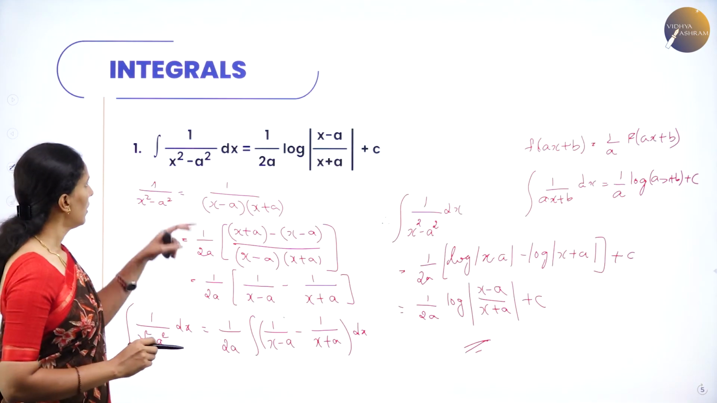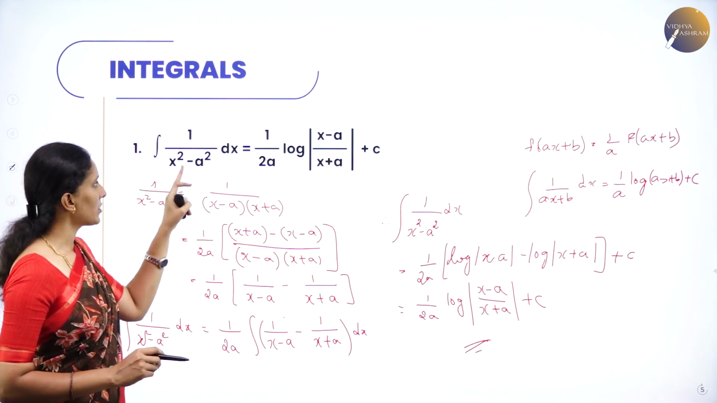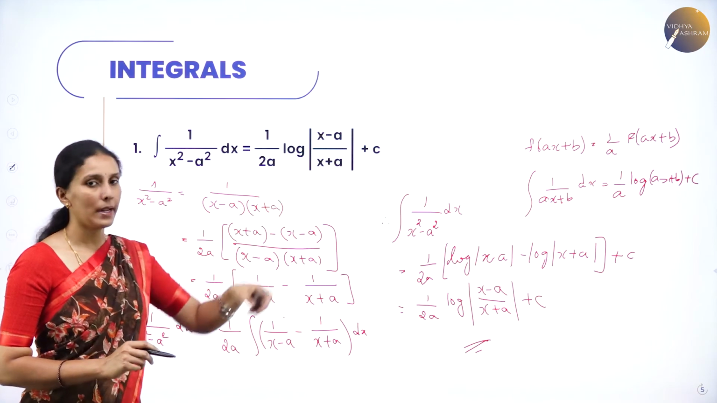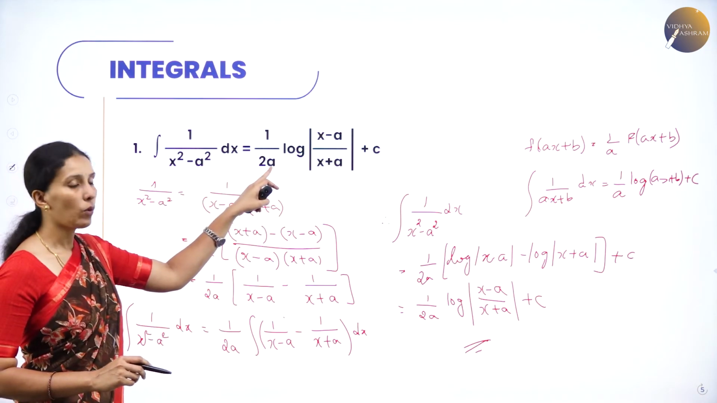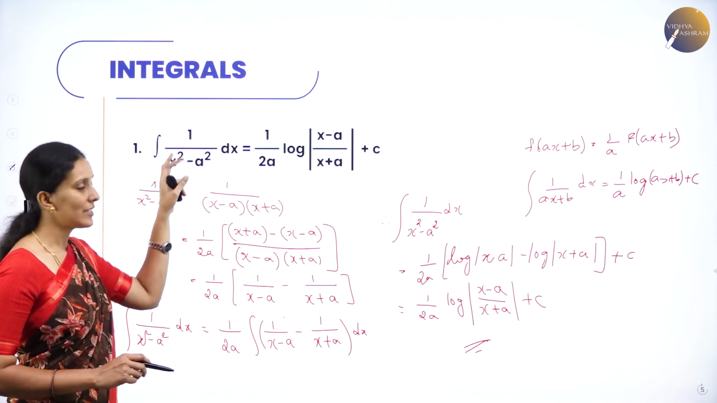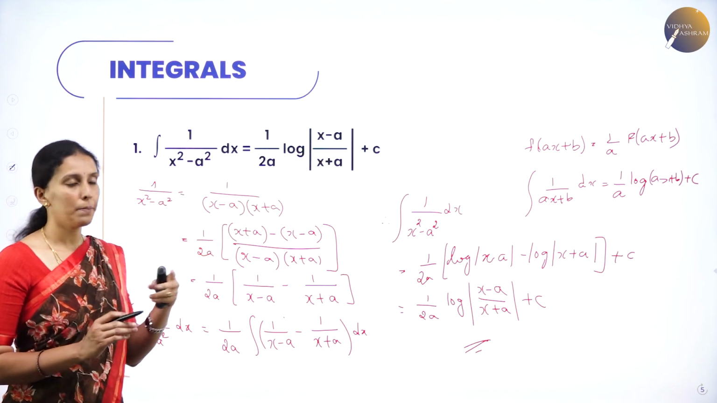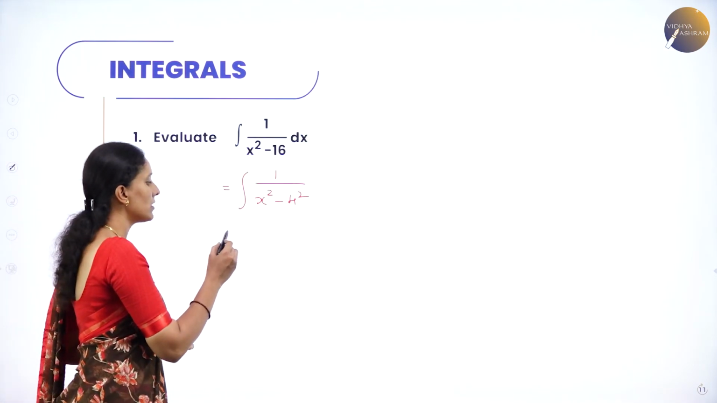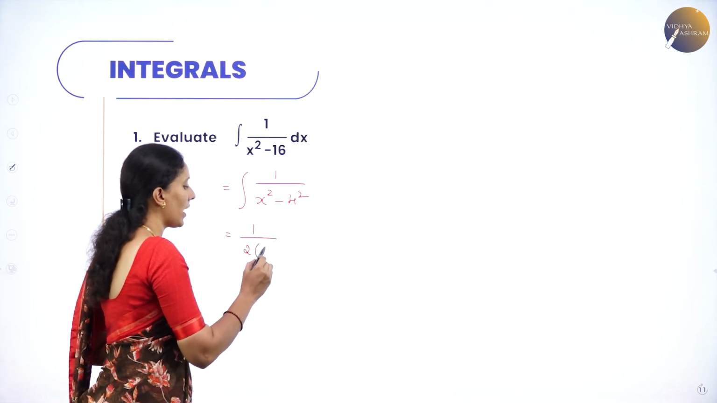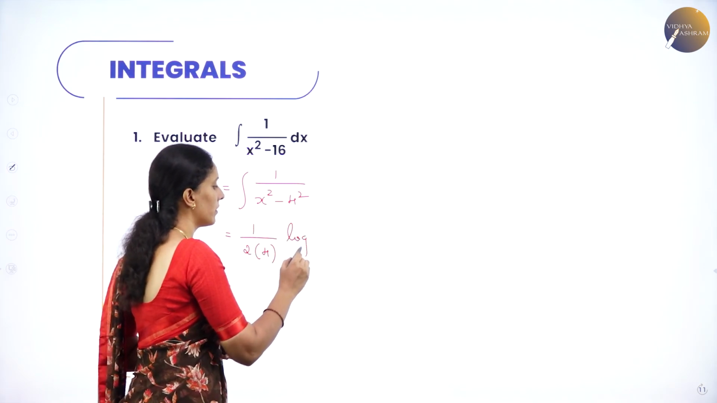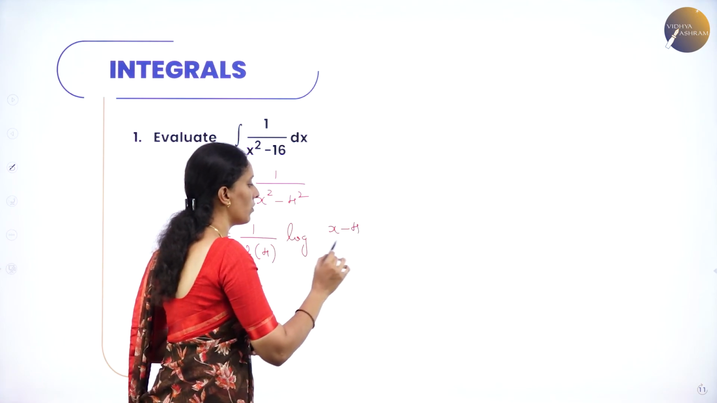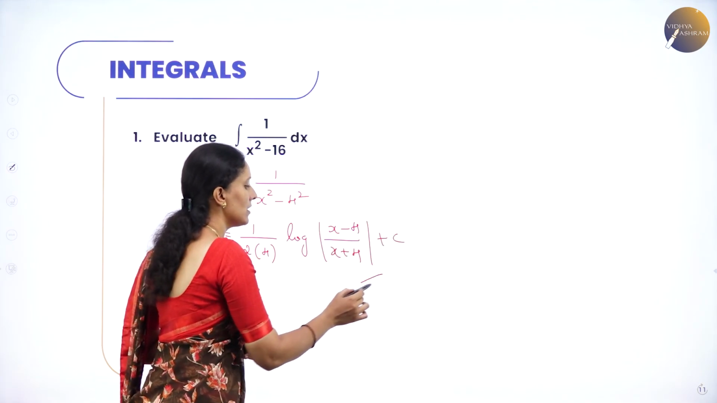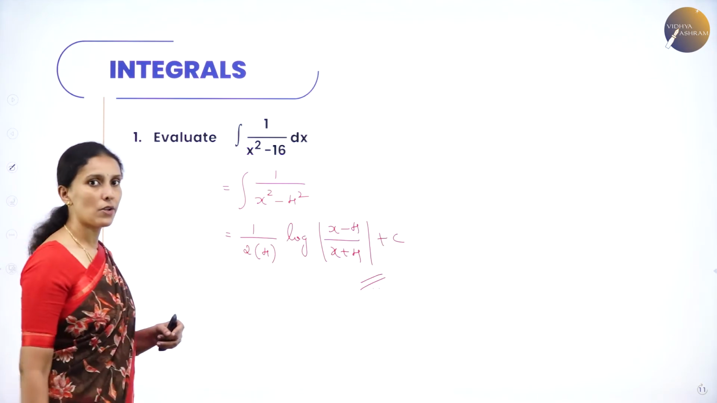So now look here, integral of 1 over x square minus a square can be written as 1 by 2a log of x minus a over x plus a, plus c. So here you have identified what is the value of a and what is the value of x. Just replace x and a in the place of this standard integral. So what will be the answer for that question? So now this can be written as 1 over 2 times a, log of x minus a, that is x minus 4 over x plus 4, plus c.